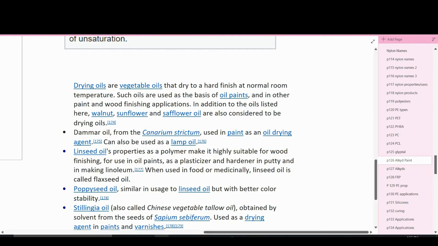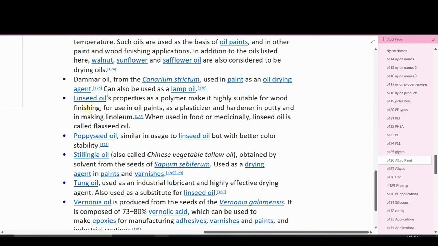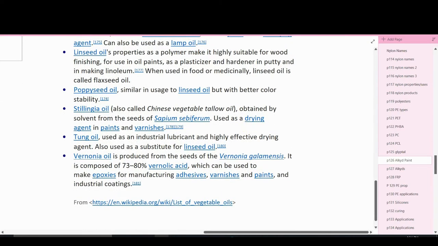In addition to the oils listed, walnut oil, sunflower oil, safflower oil, some here I have never heard of before. Linseed oil is a polymer used, highly suitable for wood finishing. We've seen that. I've seen that personally. It's used in oil paints as plasticizer and as a hardener in putty and making linoleum. Poppy seed oil is similar in usage to linseed oil, but with better color stability, and some other ones here.